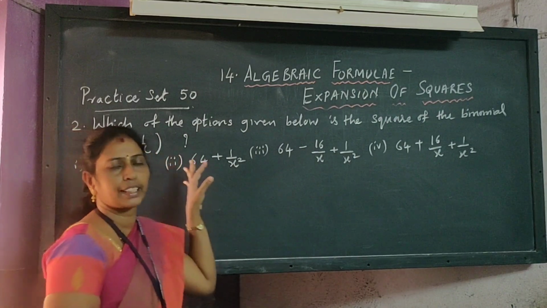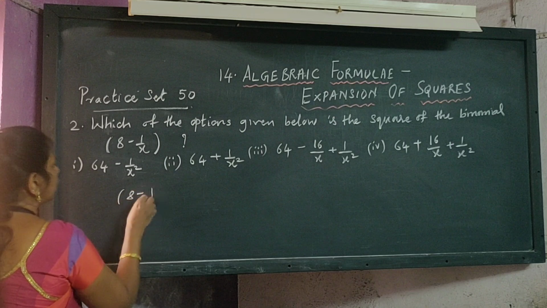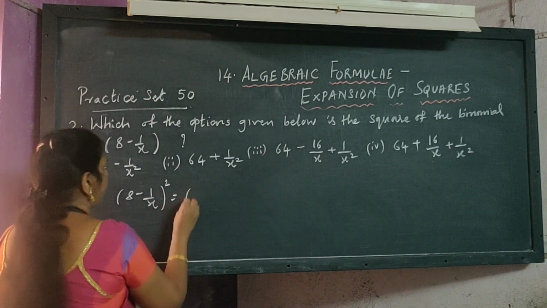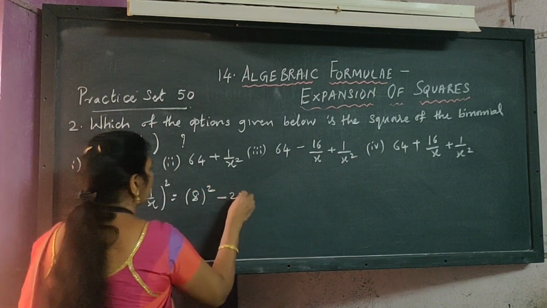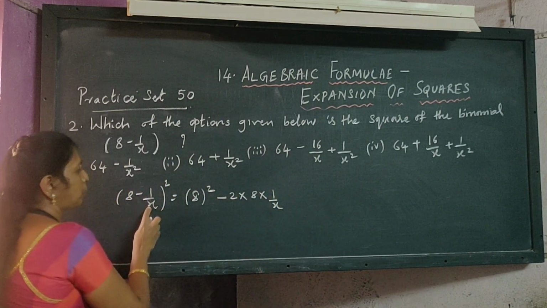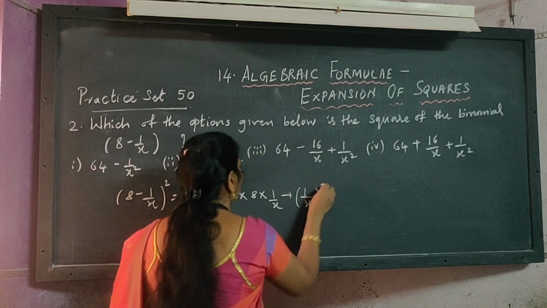Just now we have done the expansion. In the same way we will do it now. 8 minus 1 upon x the whole square. Now what is the first term? That is 8. So 8 square, minus, put minus 2 into first term into last term, that is 1 upon x, plus what is the last term? 1 upon x the whole square.